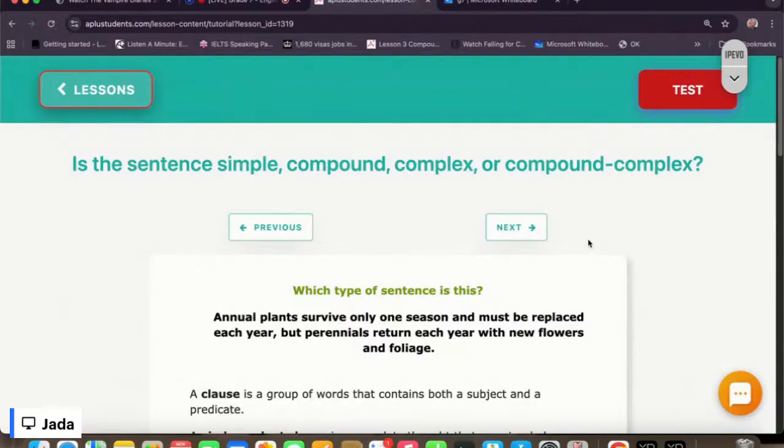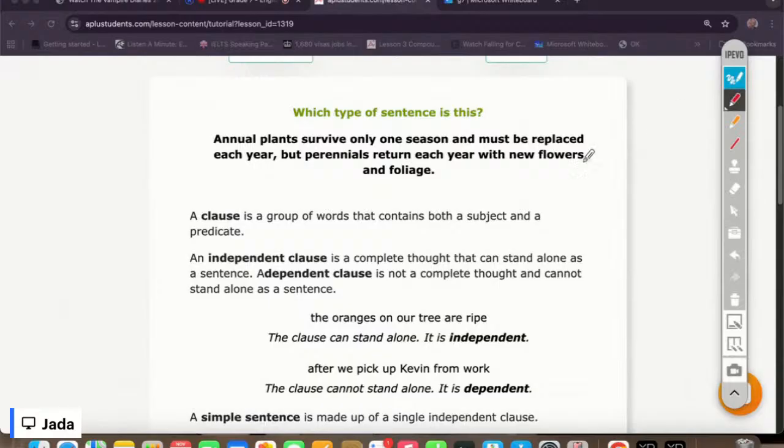So the second we have is the sentence: simple, compound, complex, or compound complex. We know that a clause is a group of words that contains both a subject and a predicate, and an independent clause is a complete sentence or complete thought that can stand alone. A dependent clause is not a complete thought and cannot stand alone. Usually the dependent clause begins with a subordinating conjunction or a relative pronoun.